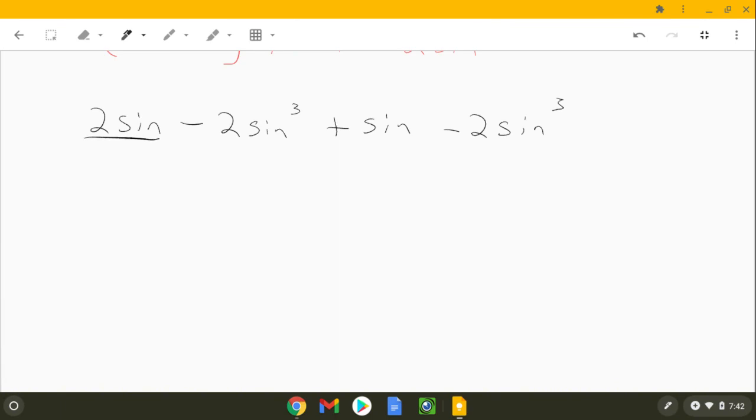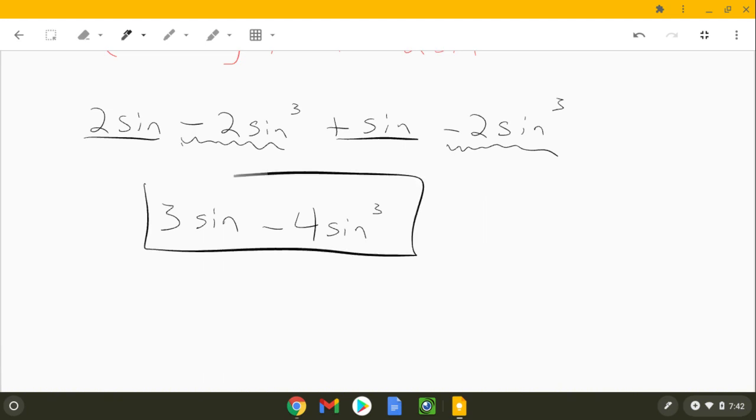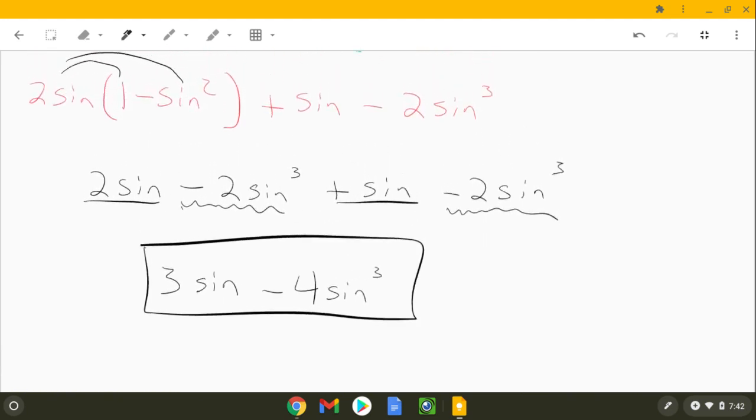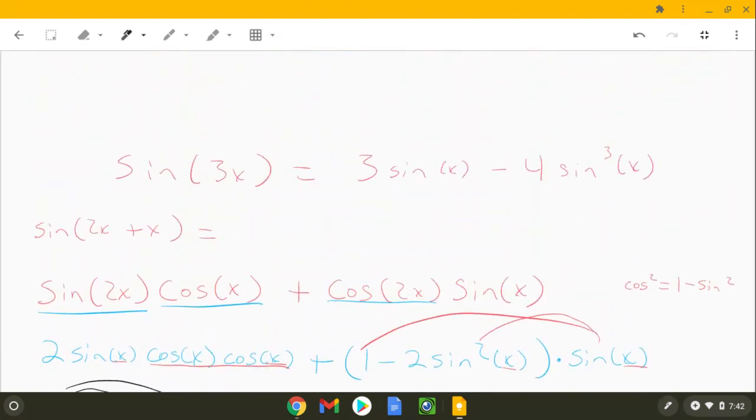All right, 2 sine and regular sine, that's going to be 3 sine. And then you have negative 2 sine cubed and a negative 2 sine cubed. That'll be minus 4 sine cubed. All right, and that will prove it. So we were only working with the left-hand side, and we eventually arrived at the right-hand side that we wanted.